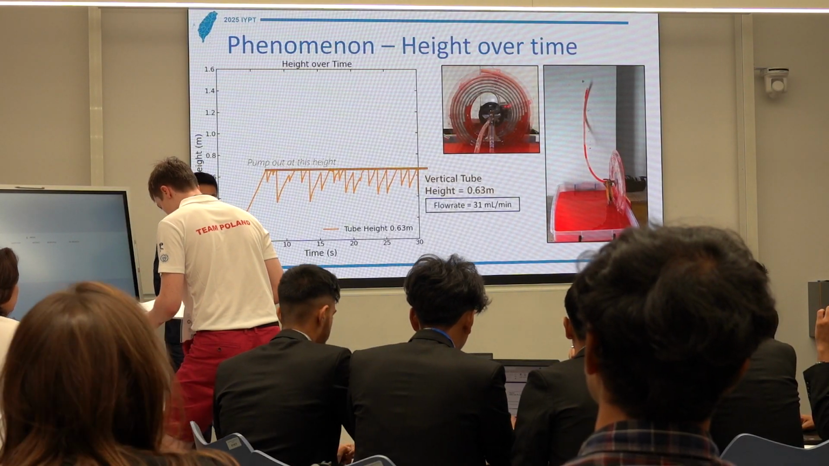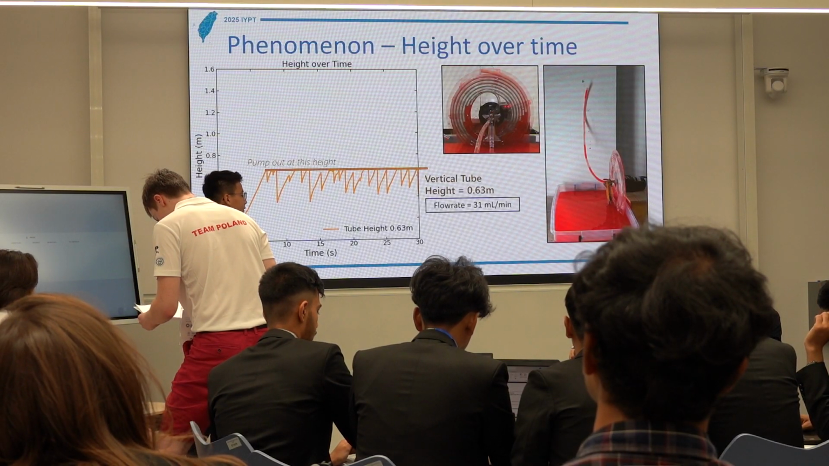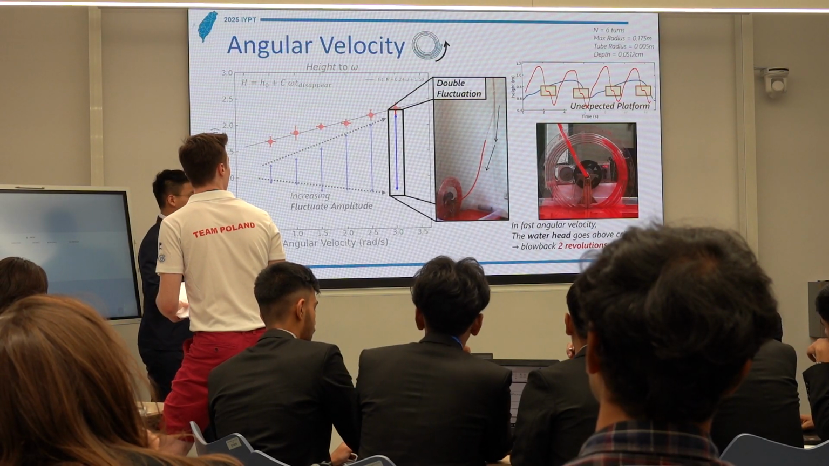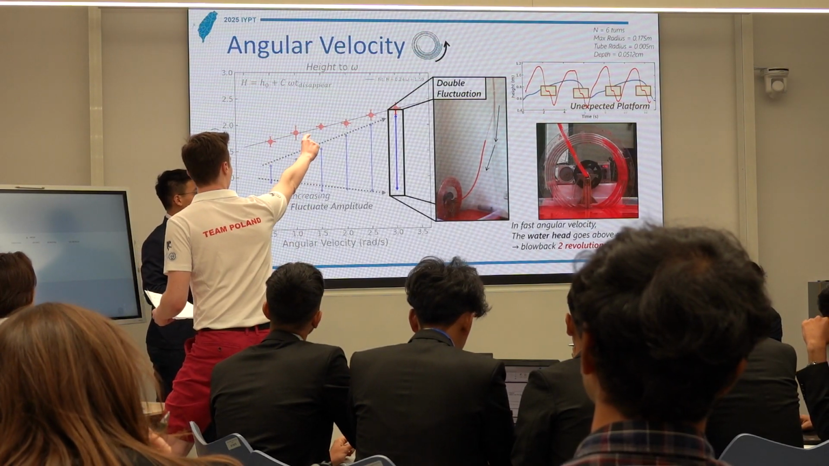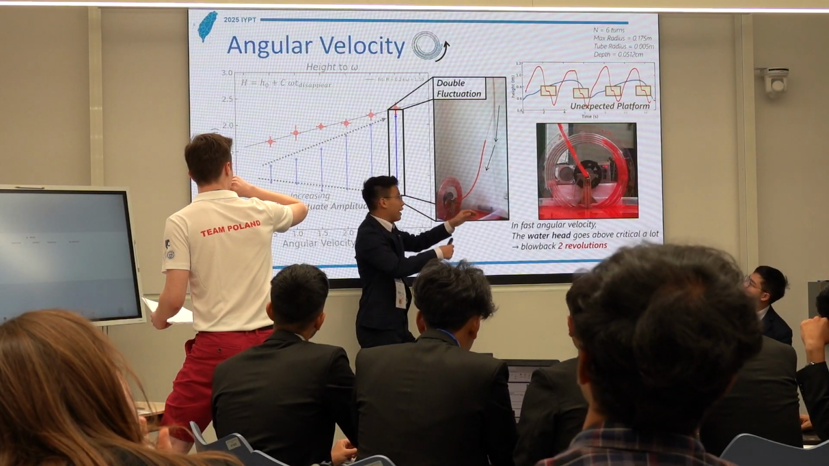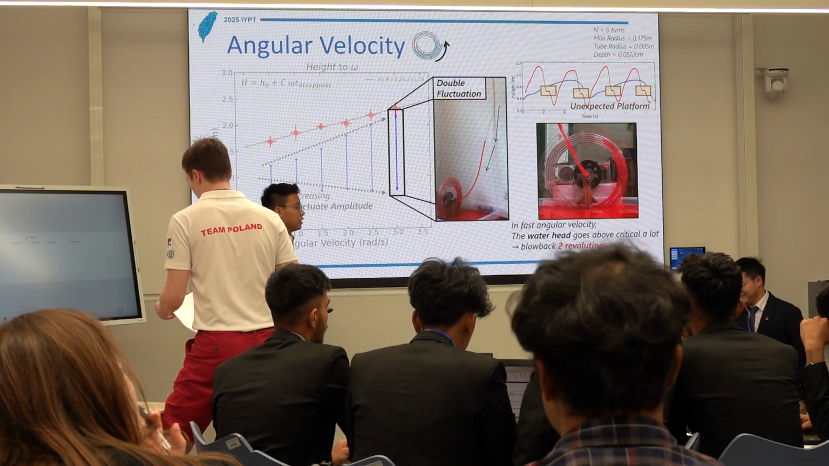Could you please show slide number 34? What causes these oscillations to be larger? Because the angular velocity is so fast, the water can travel too high, so it flows fast with a strong force. Okay, thank you very much.